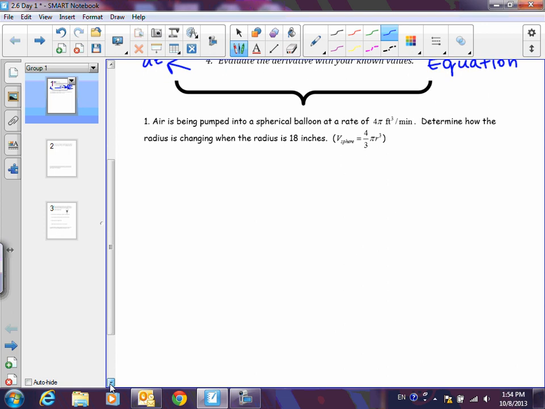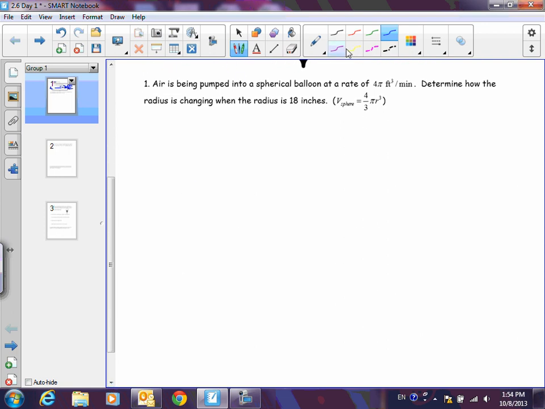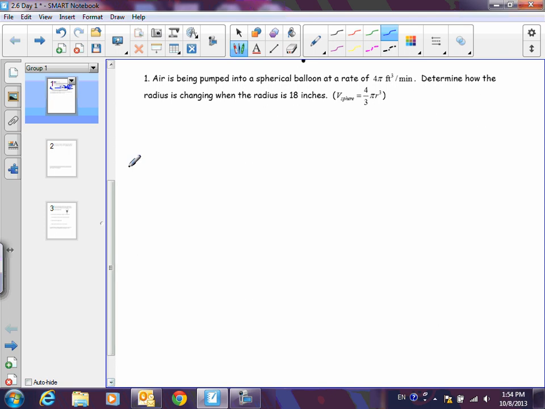Okay, so on number 1, let's go ahead and write Swiggy over here on the left. I'm going to read the problem, and I want you to think about what they're asking you to find. It says, air is being pumped into a spherical balloon at a rate of 4 pi cubic feet per minute. Determine how the radius is changing when the radius is 18 inches. And then they give you the volume of the sphere.